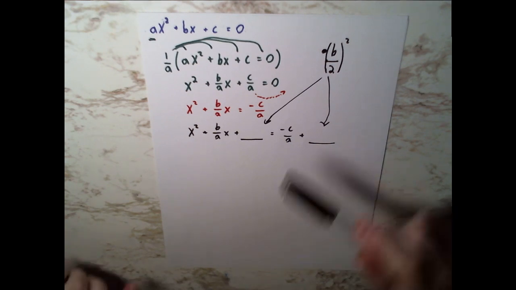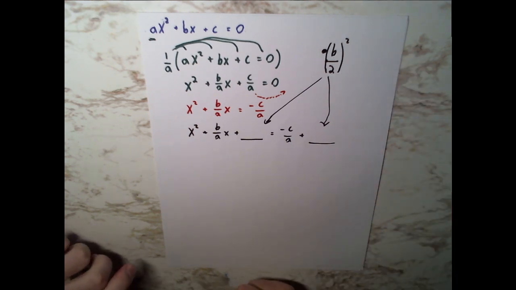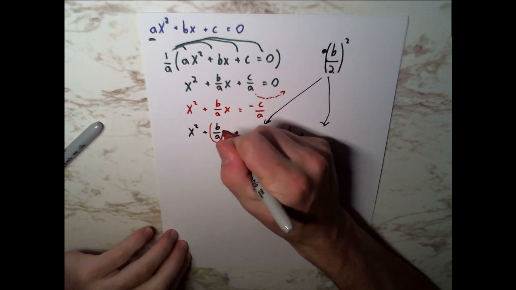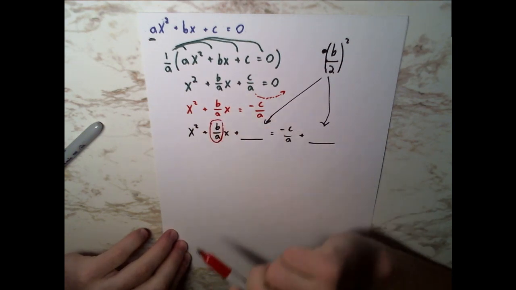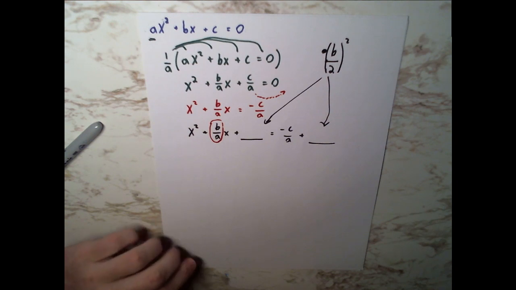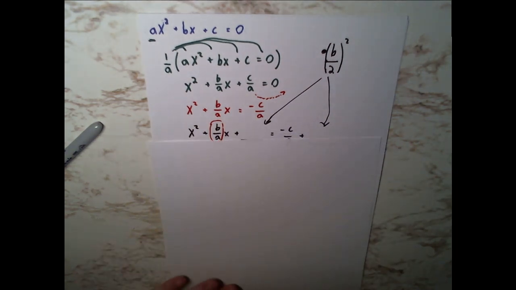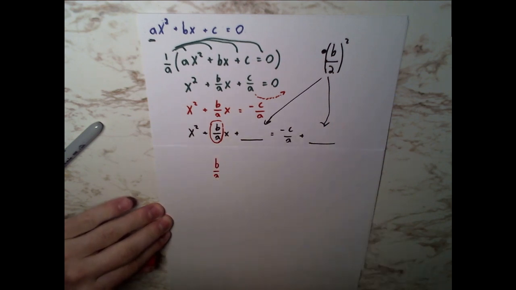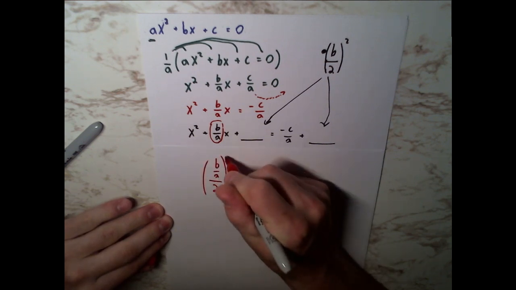So we need to find out what b over 2 squared is. So our b term is this guy right here. So our b is b over a. So I'm going to do this on a separate sheet of paper. So we take our b over a, and it needs to be over 2, and then it needs to be squared.